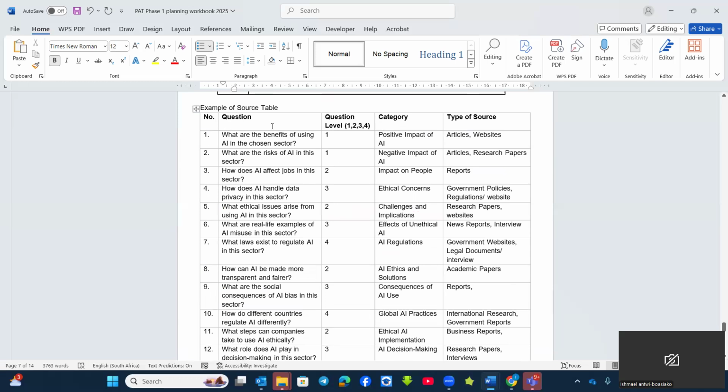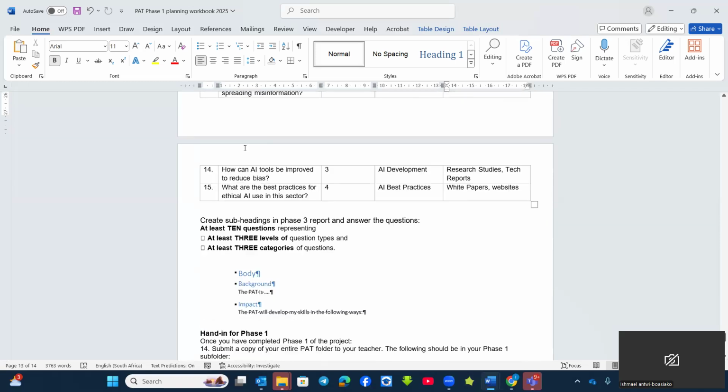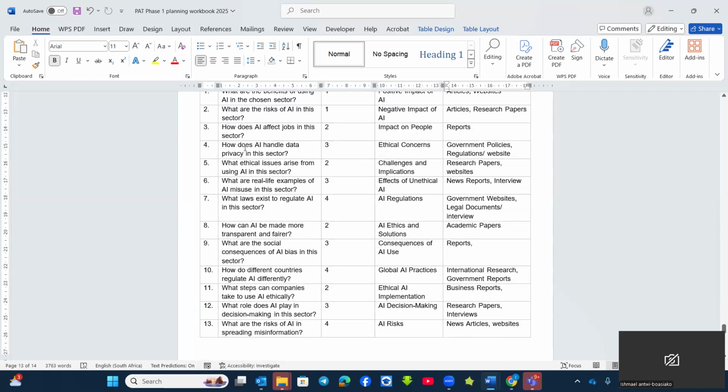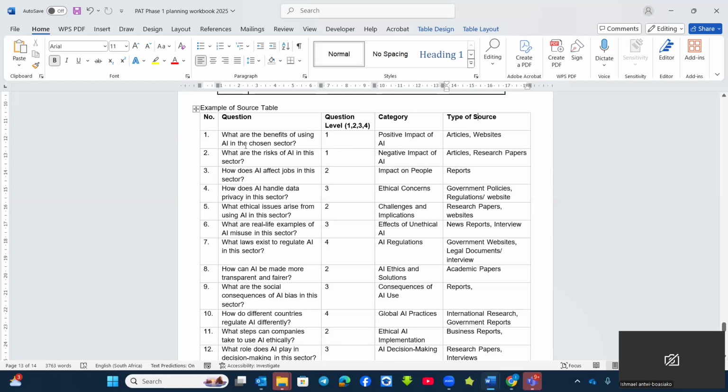First of all, you create 5 columns. The first column having the number, the question, the level, the category, and then the type of source. And then you have to create 10 questions. And these are some of the examples. I've provided you 15 questions that can guide you to also create your own questions. 1, what are the benefits of using AI in the chosen sector? So here you will say, what are the benefits of using AI in education and training? What are the benefits of using AI in banking and finance?